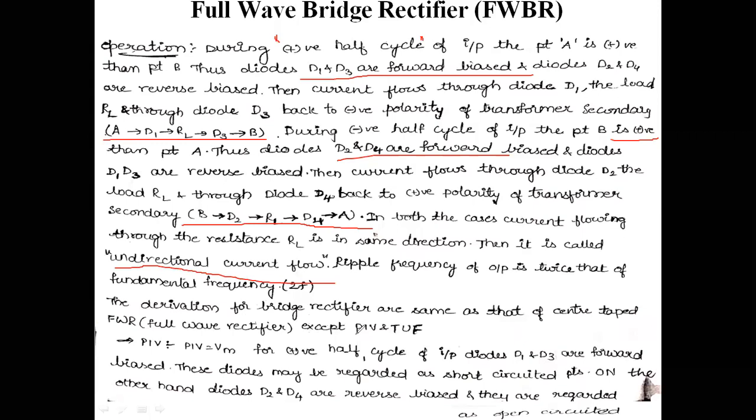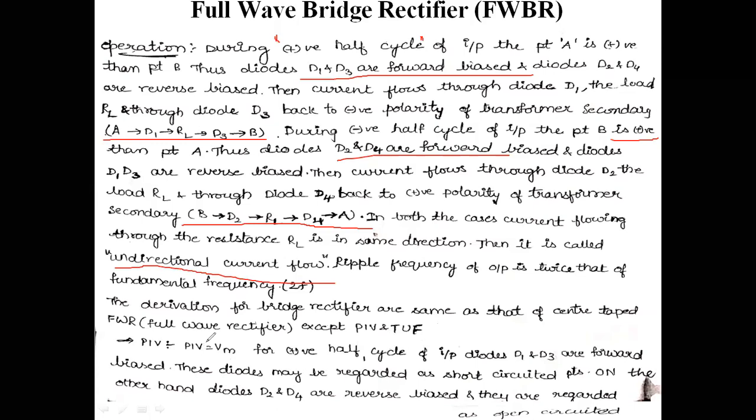For our convenience, I have not derived all the terms here. Only one parameter, the transformer utilization factor, I have derived. Except for PIV and TUF, these are the two factors we are going to see, and the variation in these two circuits. PIV is given by Vm here.